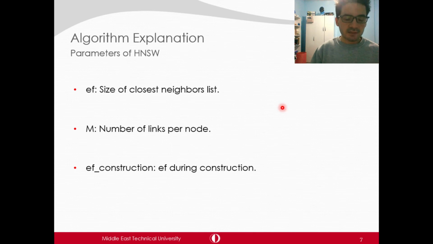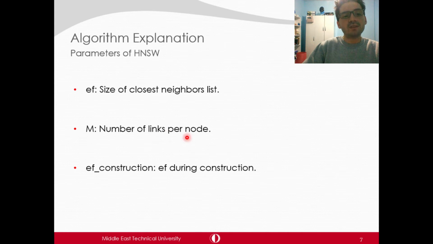So these are the parameters of this novel algorithm, HNSW. EF is the size of the closest neighbors list. So it is about the candidate points you are tracking during search. A larger EF gives you better recall and larger query time, because you are doing more comparisons within the dataset.